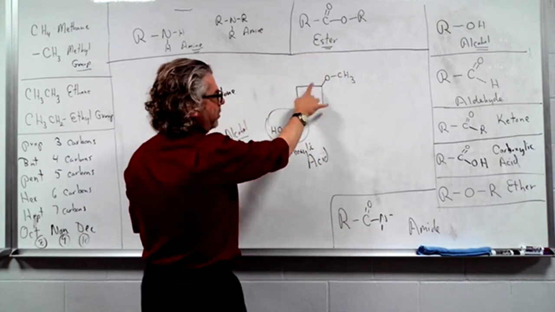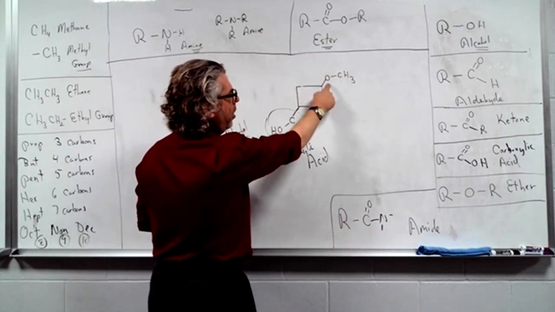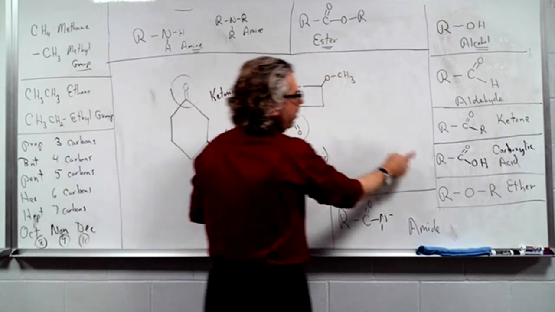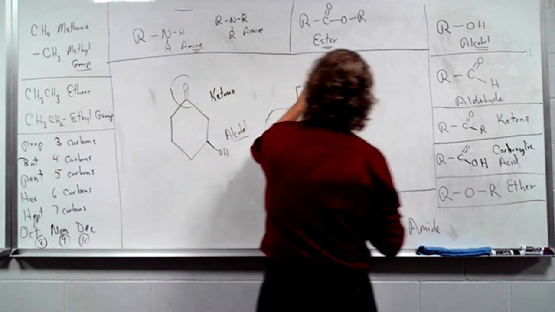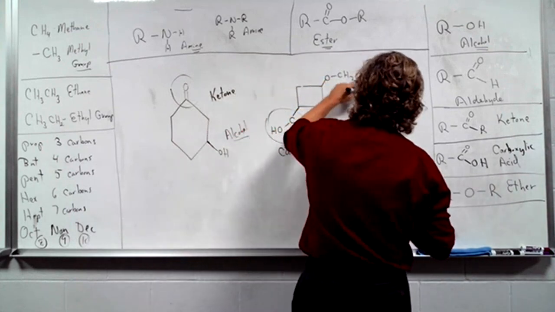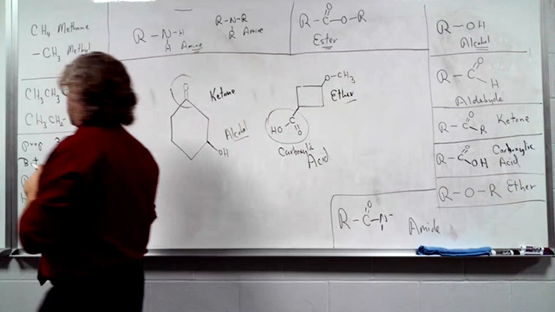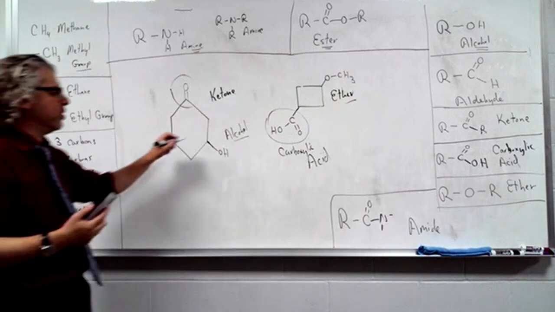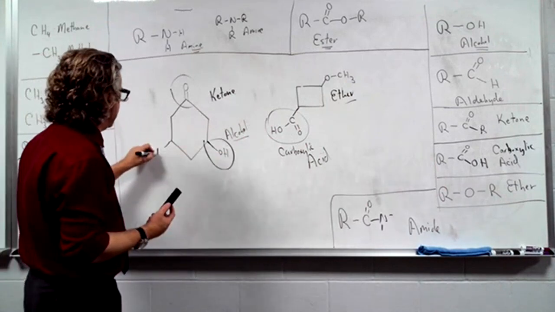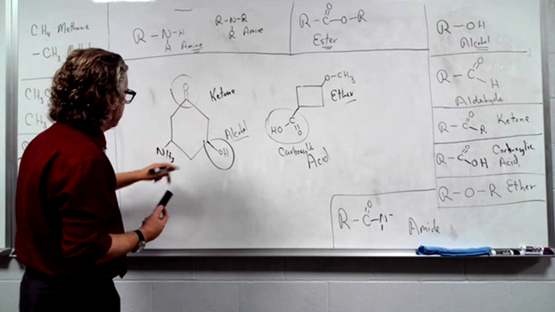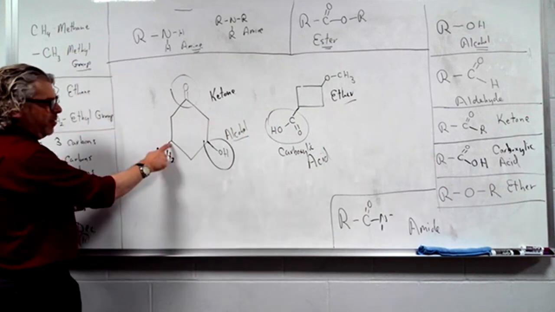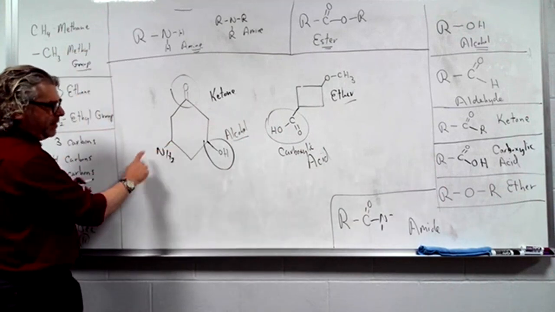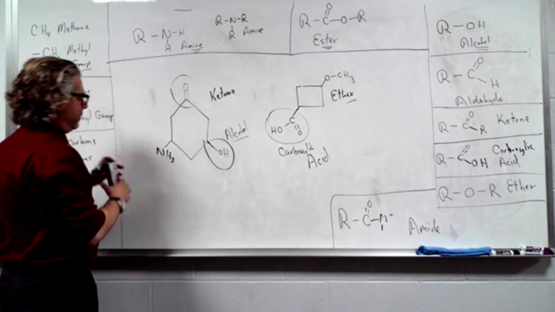This is R, no C double bond O's here, ROR. ROR is an ether. These are the ones that put you to sleep. Circle and name all the functional groups you see. If there was an NH2 here, and there's no C double bond O next to it, that's an amine. That's the amine type.